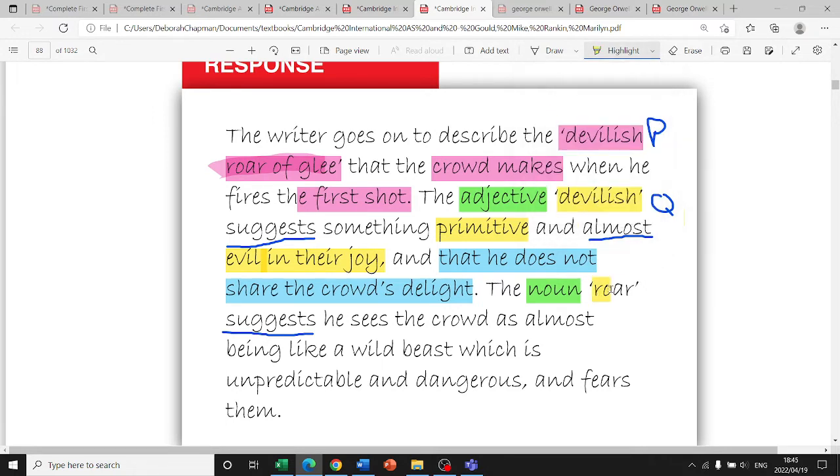So he goes on to describe the noun raw, which suggests. So think about what the raw suggests to you. What roars? There's only two things I know that roar. Wild big cats or wild beasts.